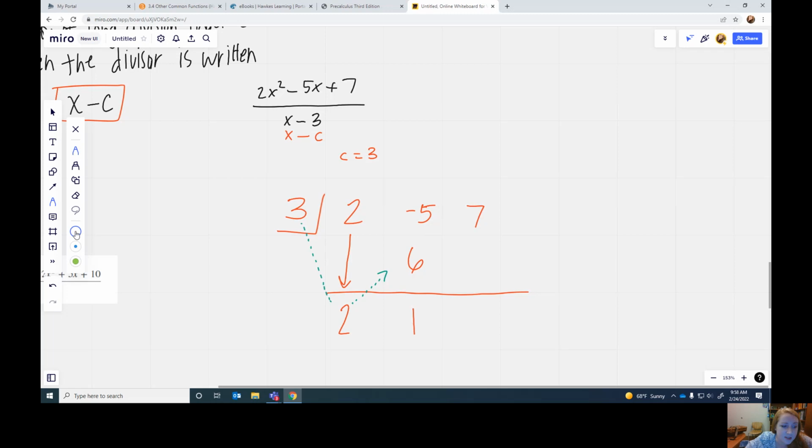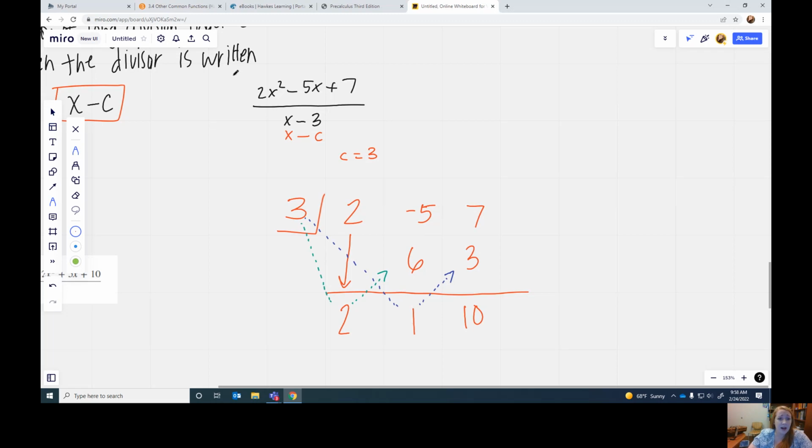Now repeat the process. 3 times 1 goes here. 3 times 1 is 3. Perform the operation. These are both positive, so we're adding. 7 plus 3 is 10. That's our answer. It doesn't look like our answer right now, but that's because we have to add back in our variables.